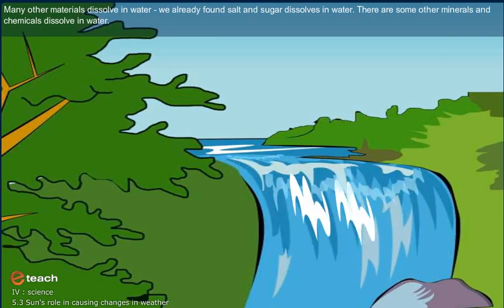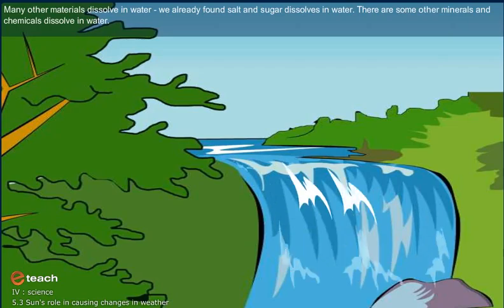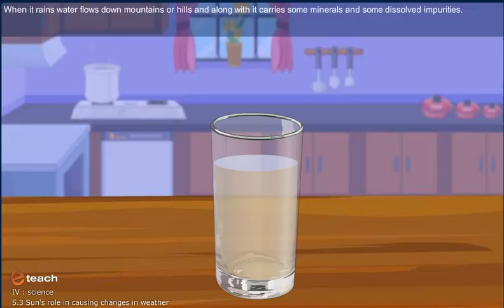Many other materials dissolve in water. We already found salt and sugar dissolve in water. There are some other minerals and chemicals that dissolve in water. When it rains, water flows down mountains or hills and along with it carries some minerals and some dissolved impurities. So we learnt that water picks up impurities as it flows.